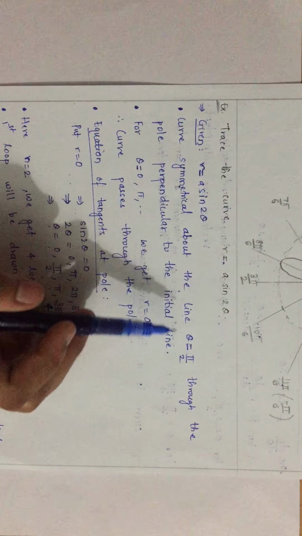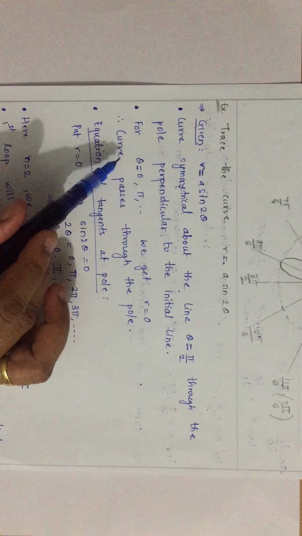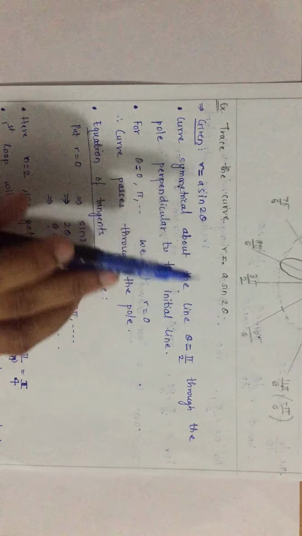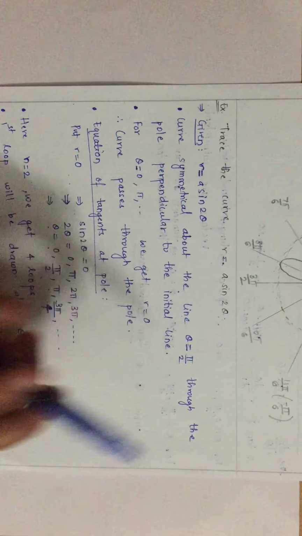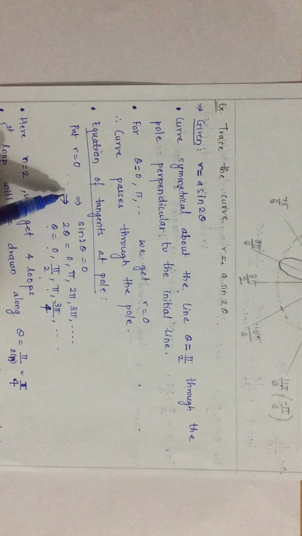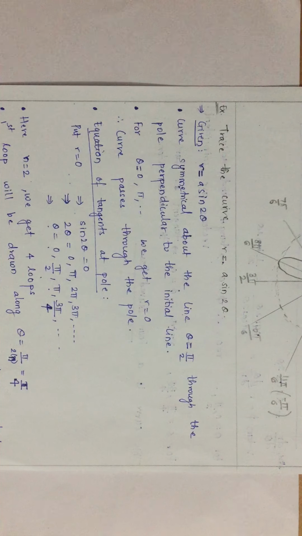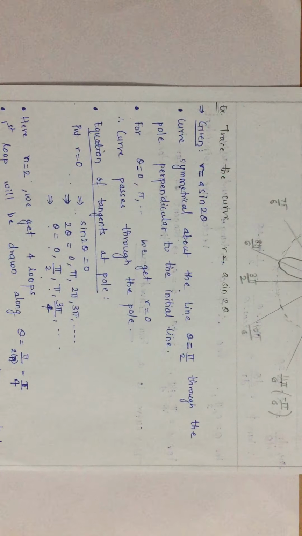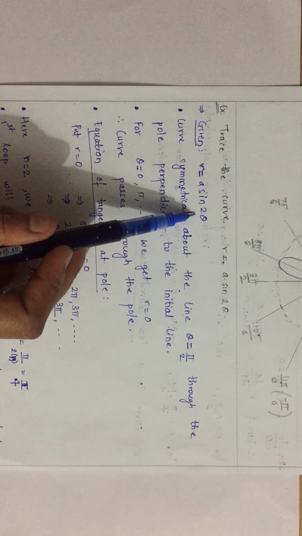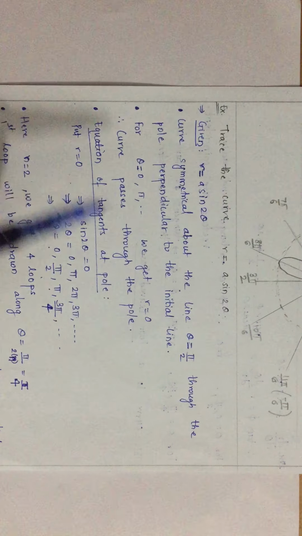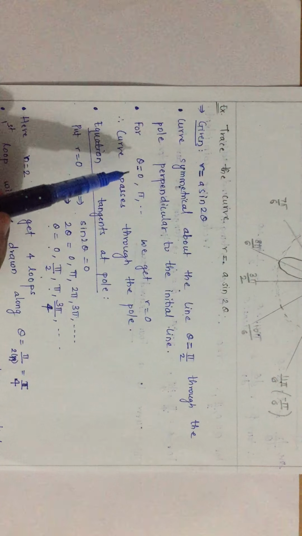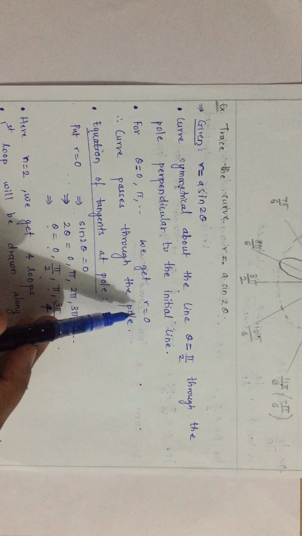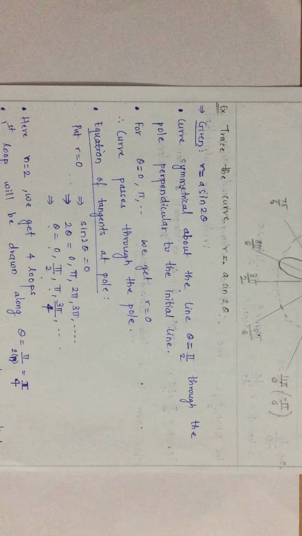symmetrical about the line theta equal to pi by 2, which is passing through the pole and perpendicular to the initial line. So this curve a sin 2 theta will also be symmetrical about the line theta equal to pi by 2. Next, we need to check whether the curve passes through the origin. For that, we should know at least one value of theta for which we obtain r equal to 0. If I substitute theta equal to 0 in this equation, we obtain r equal to 0. That means for theta equal to 0, pi, 2 pi, we obtain r equal to 0, and hence we can say the curve passes through the pole.